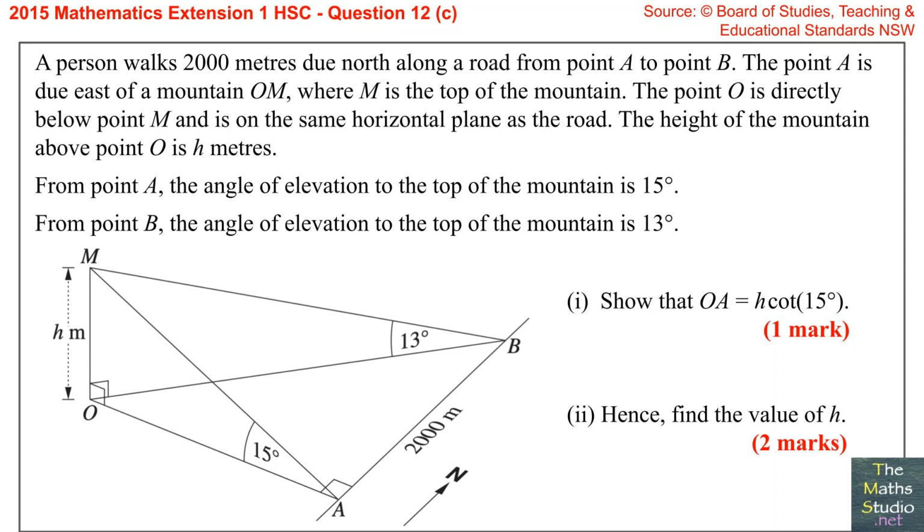From point A, the angle of elevation to the top of the mountain is 15 degrees. From point B, the angle of elevation to the top of the mountain is 13 degrees. Part 1. Show that OA equals h cot 15 degrees.